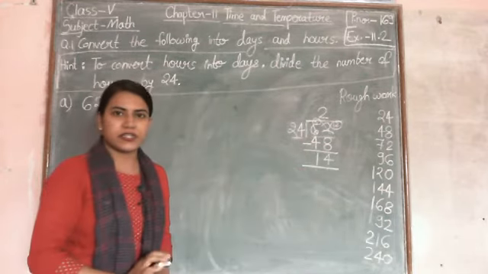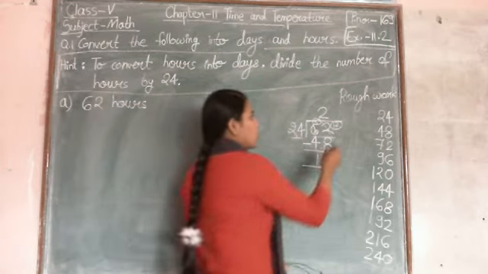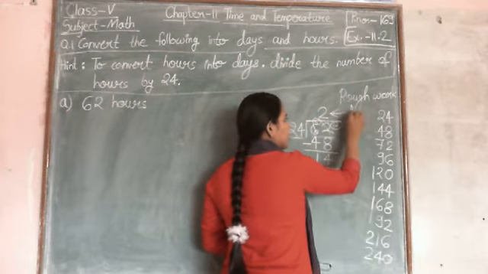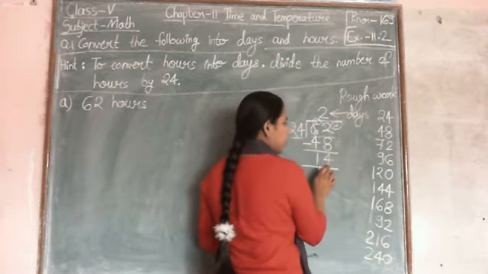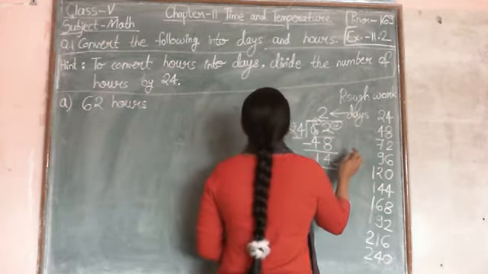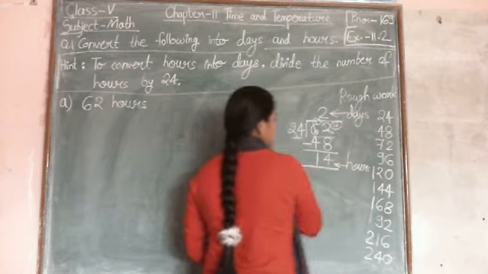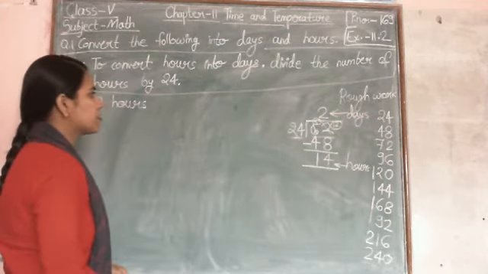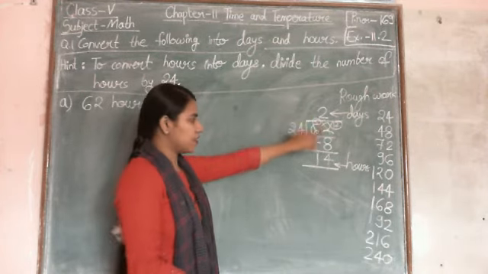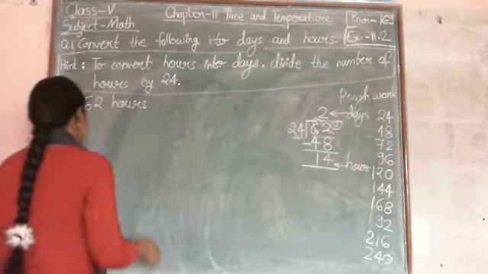Now we perform the division according to the hint. We divide the number by 24. Now 2 is the quotient, so the number in the quotient will be your days and the number in the remainder place will be your hours. We remember this: the number in the quotient's place will be days and the number in the remainder's place will be hours.